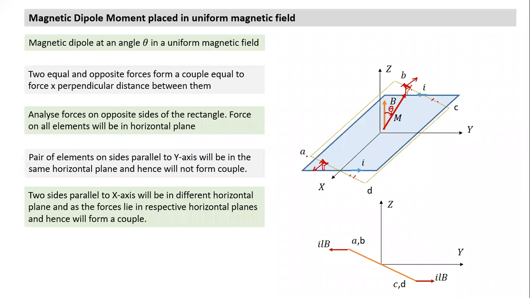Yes, it will act again. It will act along the left horizontal direction. The magnitude of force is current into length, where the length is L and the field is B.